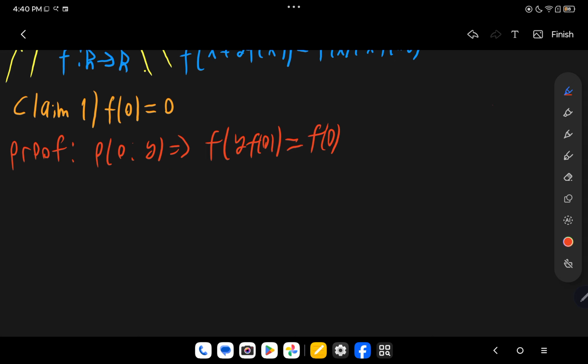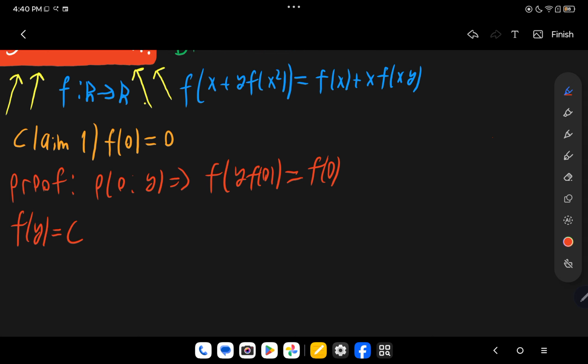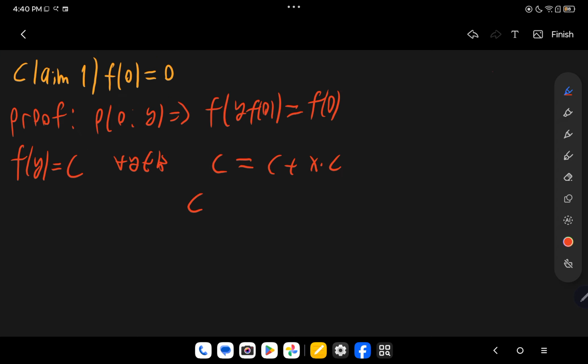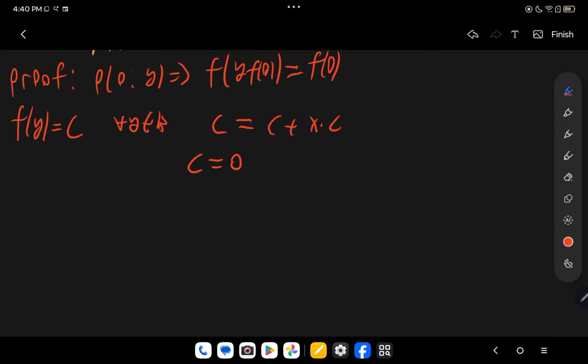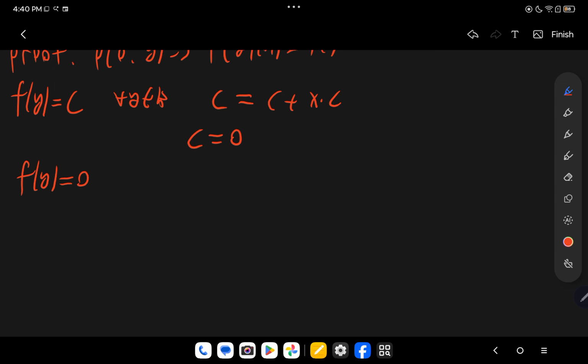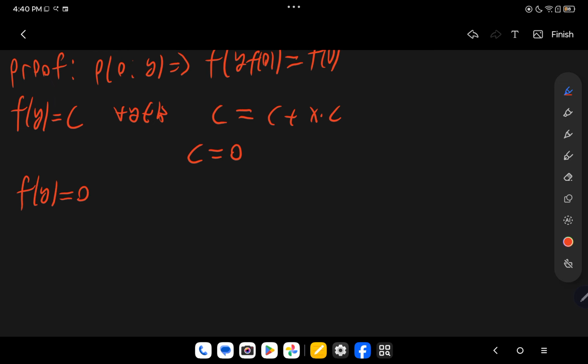Now let's check if f can be constant. So let f(y) equal c for every y in the real numbers, and we get that c equals c plus x times c, which means that c must be equal to 0. So one of the solutions is f(y) equal to 0. But let's assume that f(y) is not 0 at this moment.